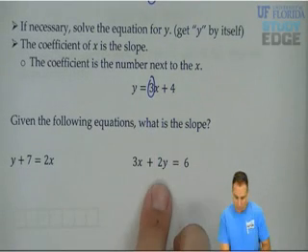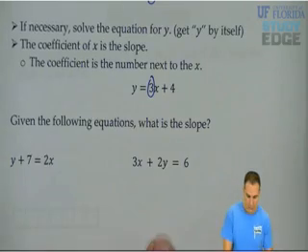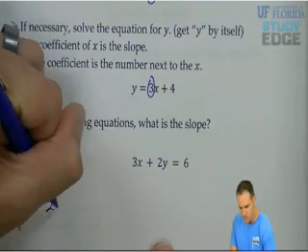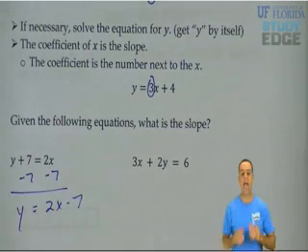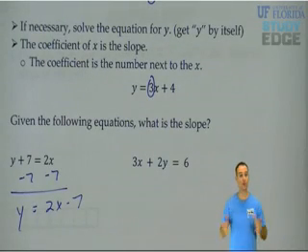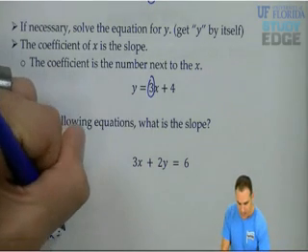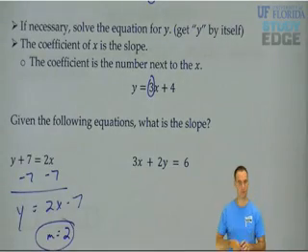What is the slope? For this one, I would subtract 7 from both sides and get y equals 2x minus 7. And now that I have it in slope-intercept form, the coefficient in front of x is going to be my slope. Here, the slope m would equal 2.